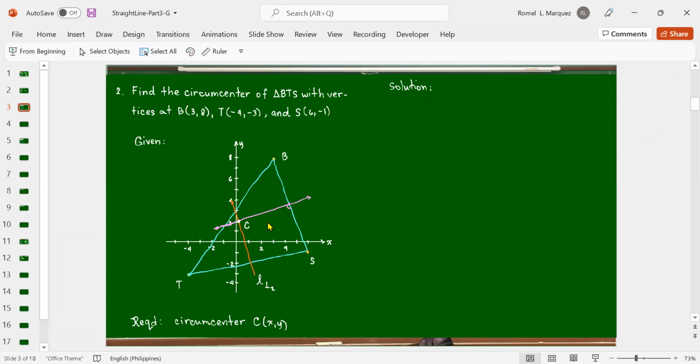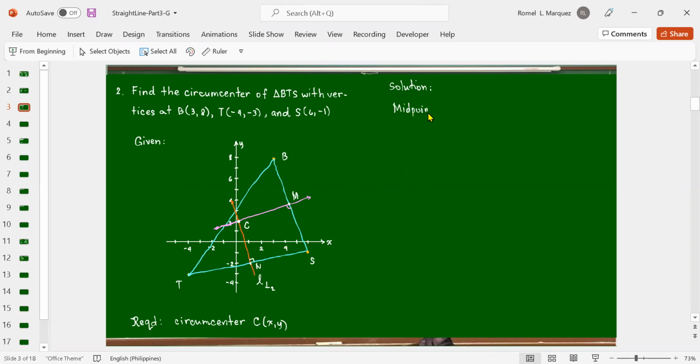So to be able to get the equation of this pink and the equation of this orange, we need the slope of BS and take the negative reciprocal of that. You will be able to get the slope of the pink. And for the slope of the orange, take the negative reciprocal of the slope of TS because they are perpendicular to each other. Okay, guys? And we also need a point. So for the pink, we need this midpoint, let's call it M. And this one is point N. So let's get first those midpoints.